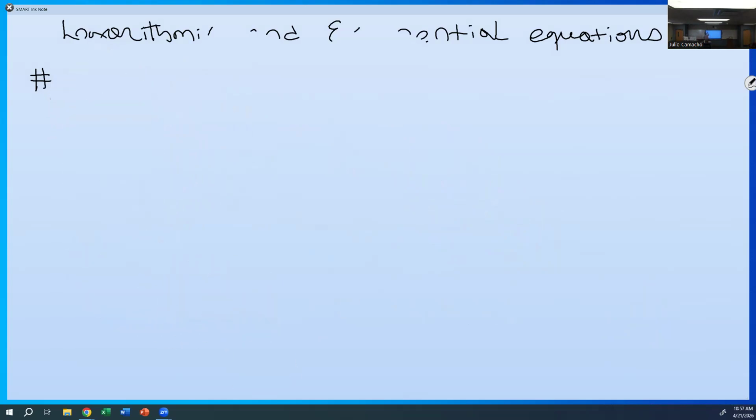Question number 12 in your assignment looks like this. You have, let me see the original question. Go to my paper. You have 7 times 9 to the 3x, and this is equal to 3.